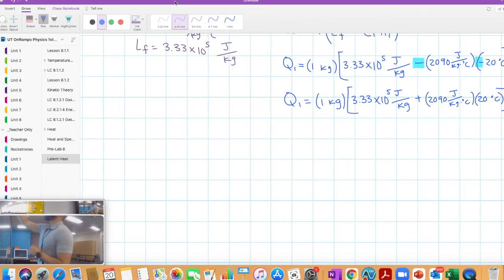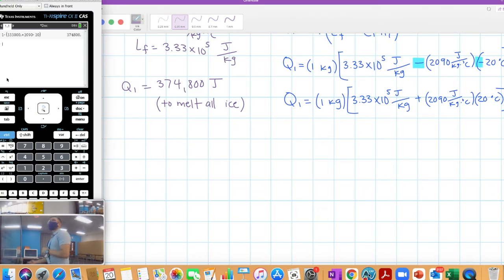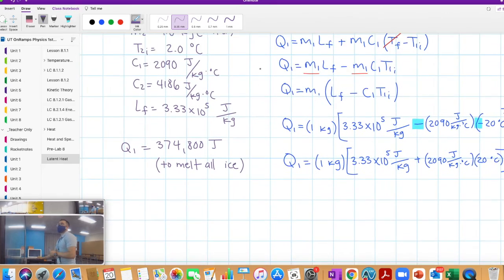Okay? So let's write it down. Purple over here. So Q1 equals 374,800 joules. That is to melt all the ice. That was the number, right? Yes. Okay, so now let's see if we have enough. And to know, go back to our given.